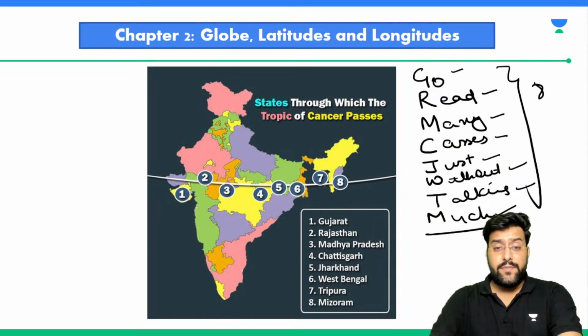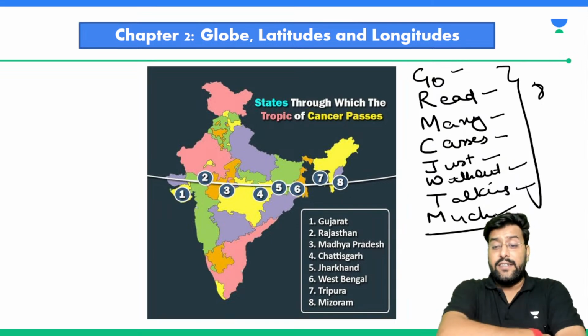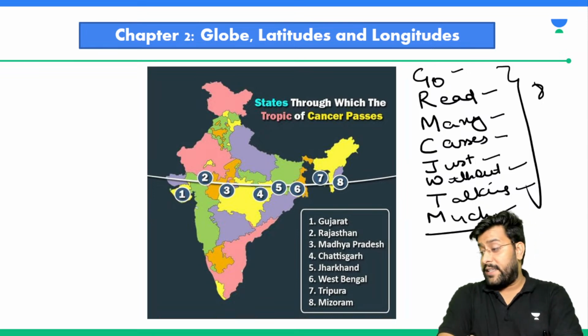Are we getting things or not? Are we clear up till here? Will we be able to remember it this way?